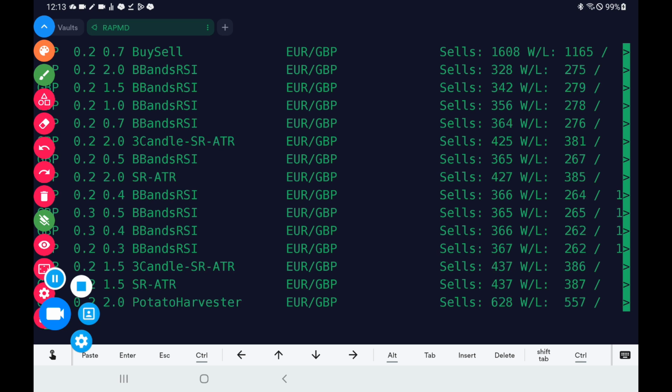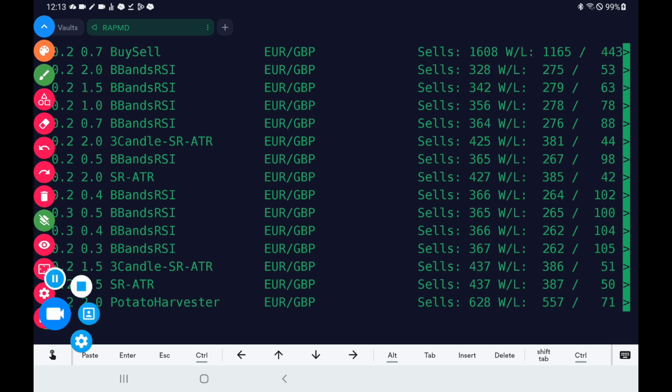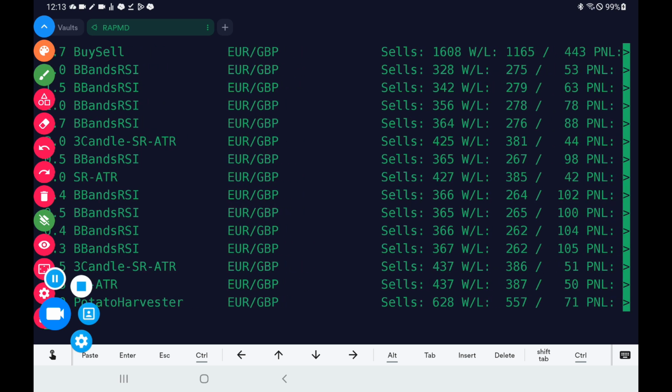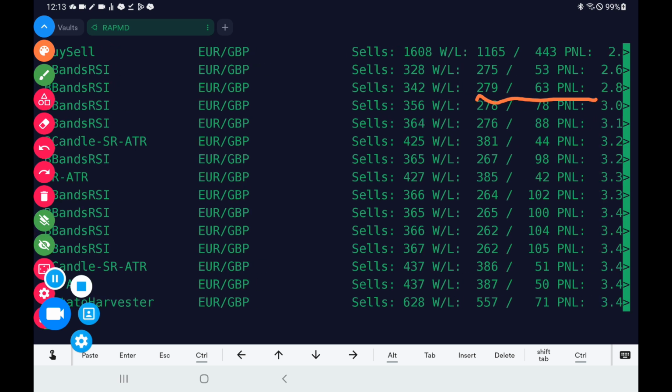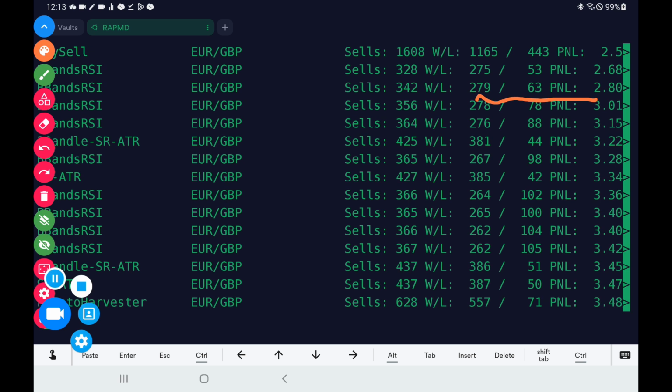The classic Bollinger Bands RSI is certainly doing a wonderful job as well. We can see it quite frequently. For example, let's look at right here. 279 profits versus 63 losses. That is a 4-to-1 win rate. And it made $2.80. That's good. That's actually exceptional. Is it the best? No. But it's certainly a respectable profit.